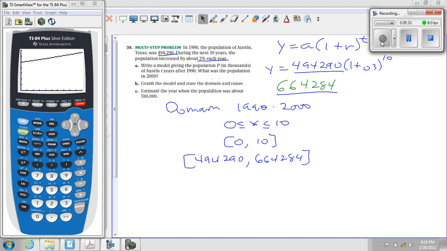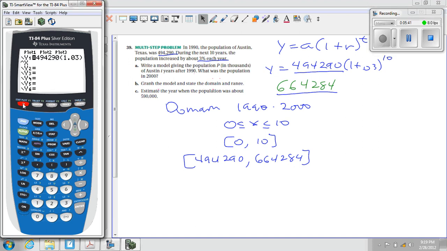Now I'm supposed to estimate the year when the population was about 590,000. Well, the easiest way to do that is to go back to our y equals. We have our formula, but let's make another line at y2, and we'll say y2 is equal to 590,000. That's when the population is 590,000, and I'm going to graph it again. And now I have a line that's going straight across at 590,000.